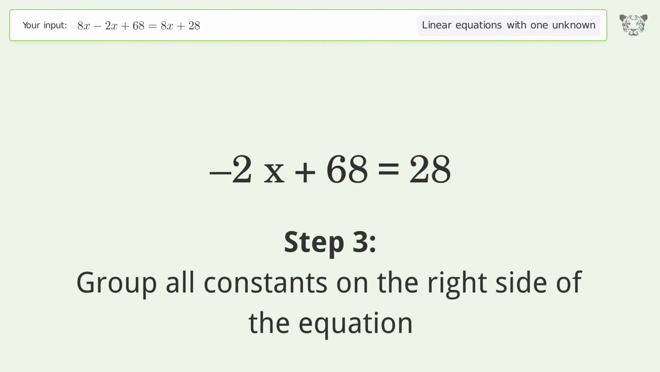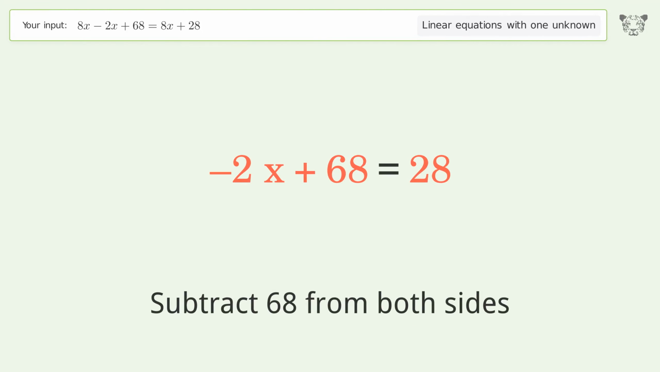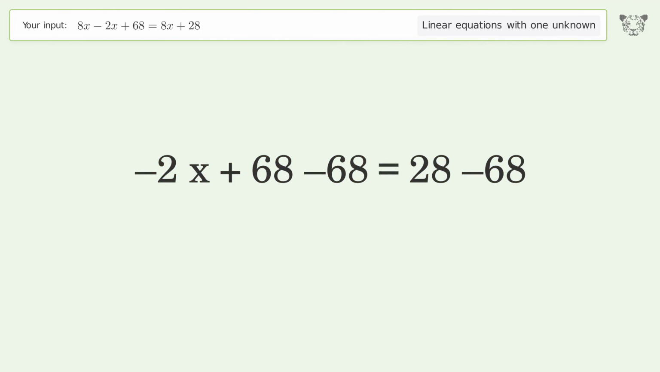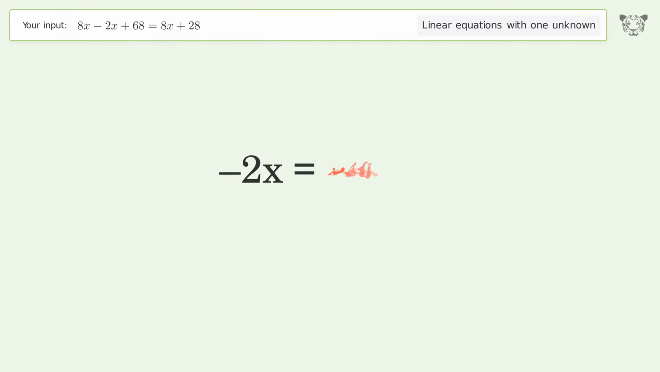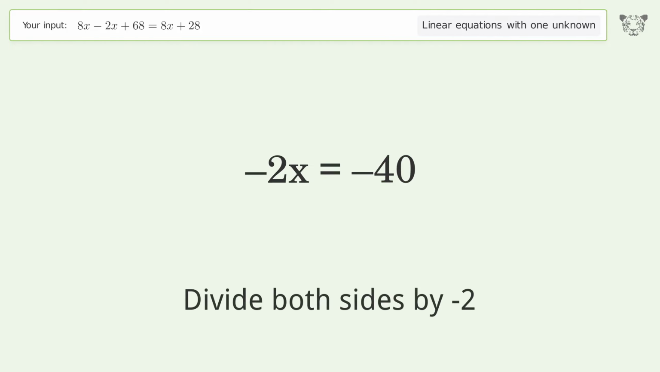Group all constants on the right side of the equation. Subtract 68 from both sides. Simplify the arithmetic. Isolate the x. Divide both sides by -2.